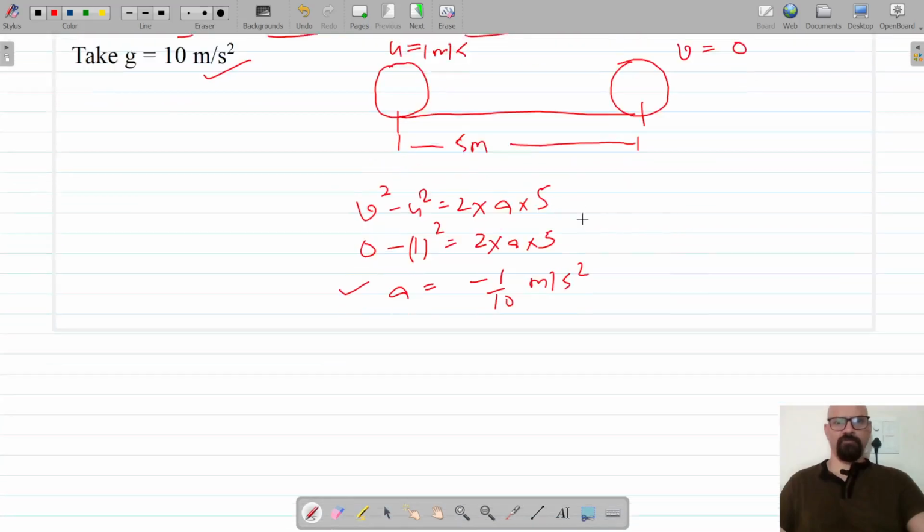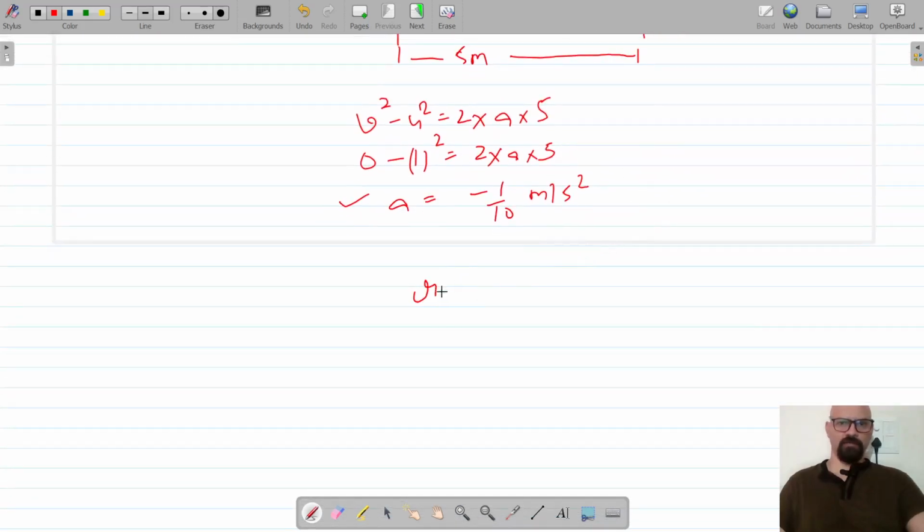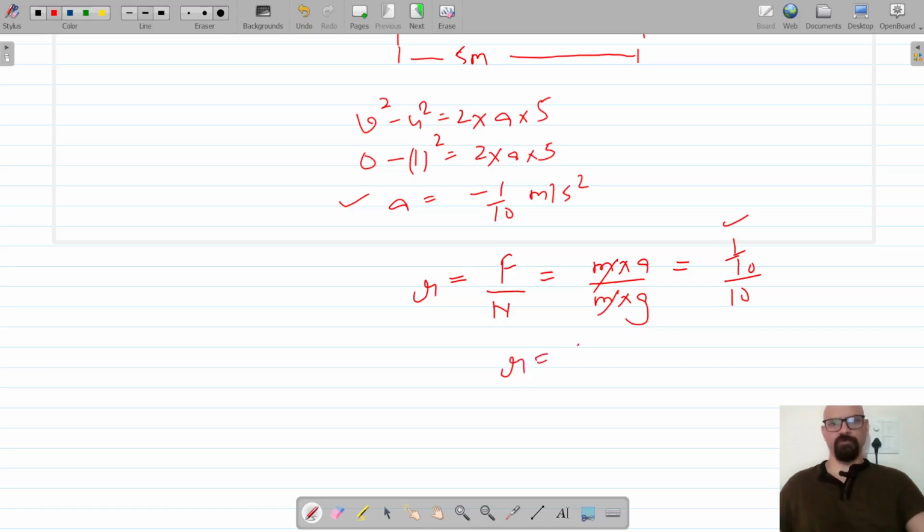We have to find the coefficient of friction. So we know that the coefficient of friction is given by the force of friction over the normal force. So force of friction is m into a, upon normal, which is m into g, so the m gets cancelled. So a is 1 by 10 in magnitude, and g is 10. So the coefficient of friction is 1 by 100, which gives us the value 0.01. The coefficient of friction is 0.01.